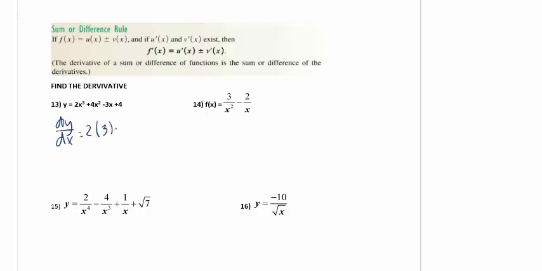Bring down the exponent, subtract 1. Bring down the exponent, subtract 1. And remember, the derivative of any constant is 0. So my derivative here would be 6x squared plus 8x minus 3, because that would be x to the 0.